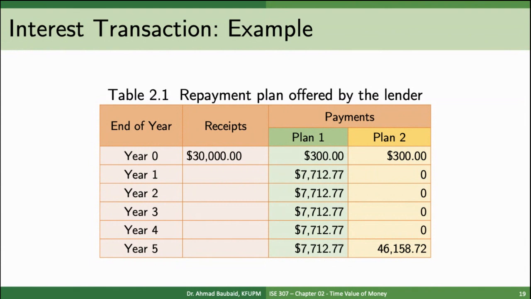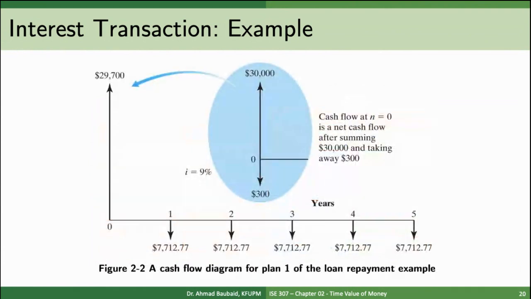Now, if you want to draw the cash flow diagram, it's going to look like this. Year 0, today, he's going to receive $29,700. Why? Well, here's what's happening. He's going to receive the $30,000, but he has to pay the $300 in the form of the fee to the bank. And so the net gain is going to be $29,700, and that's why this arrow goes up, because he's still getting money. It's a loan after all.